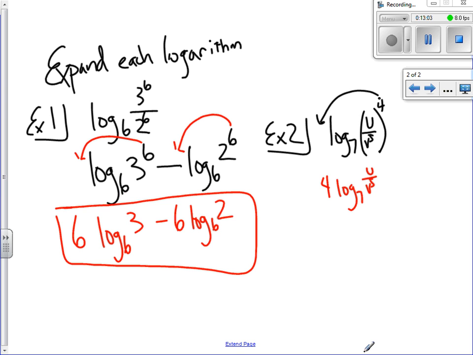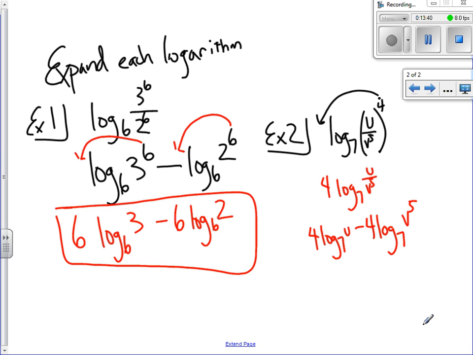All right, now what? Well, again, we have a quotient, and a quotient means to subtract. I can subtract the log of the first thing minus the log of the bottom thing. So now I'm going to have 4 log base 7 of u minus, and I have to be very careful here because I have this 4 in front of the log. That 4 is going to carry to the second log also: 4 log base 7 of v to the 5th.